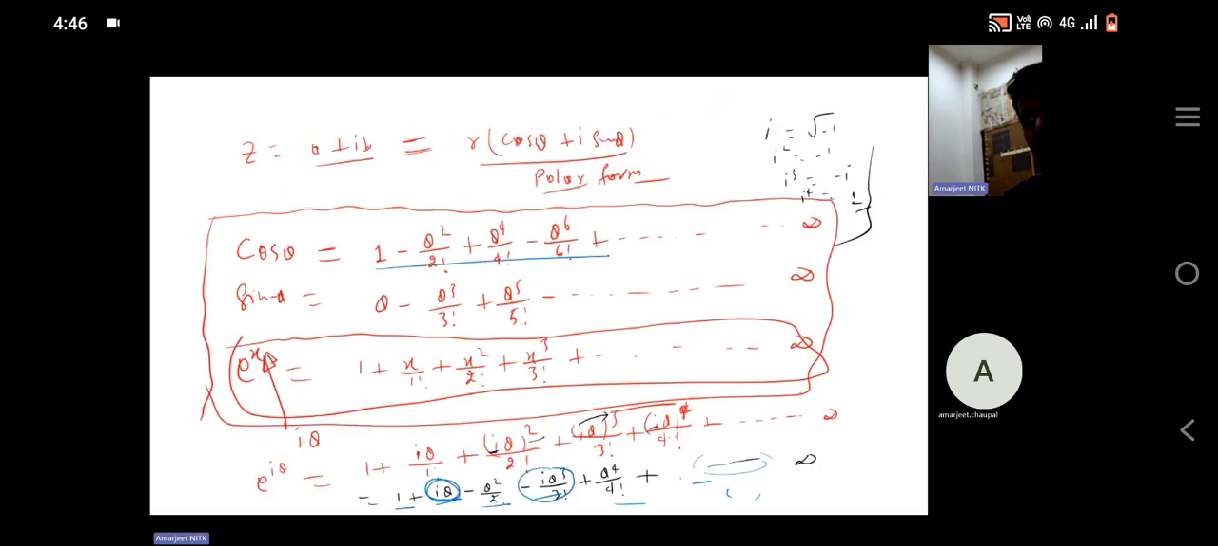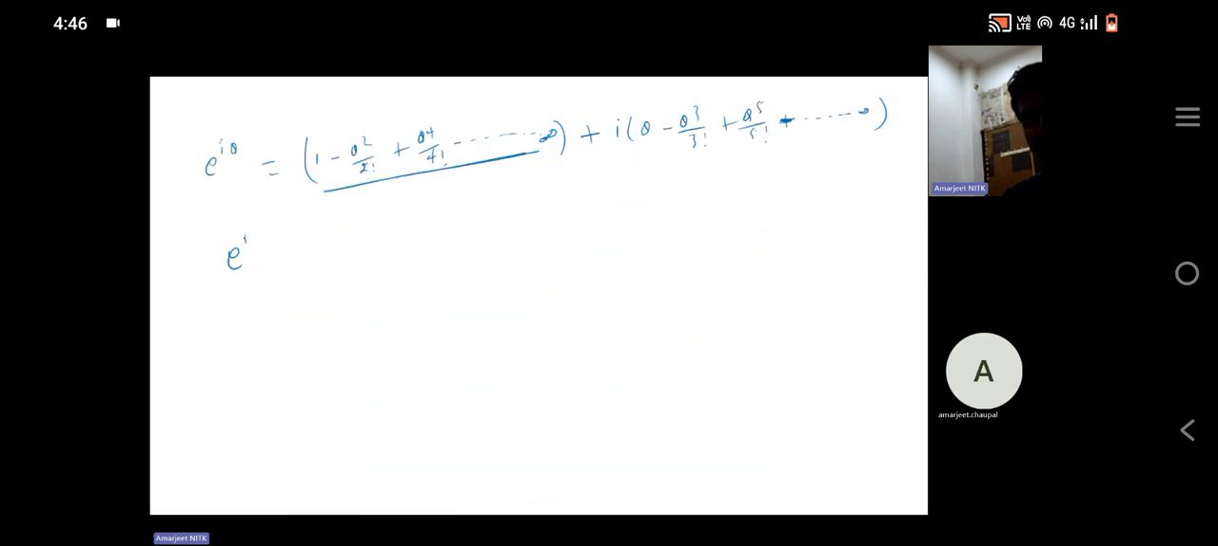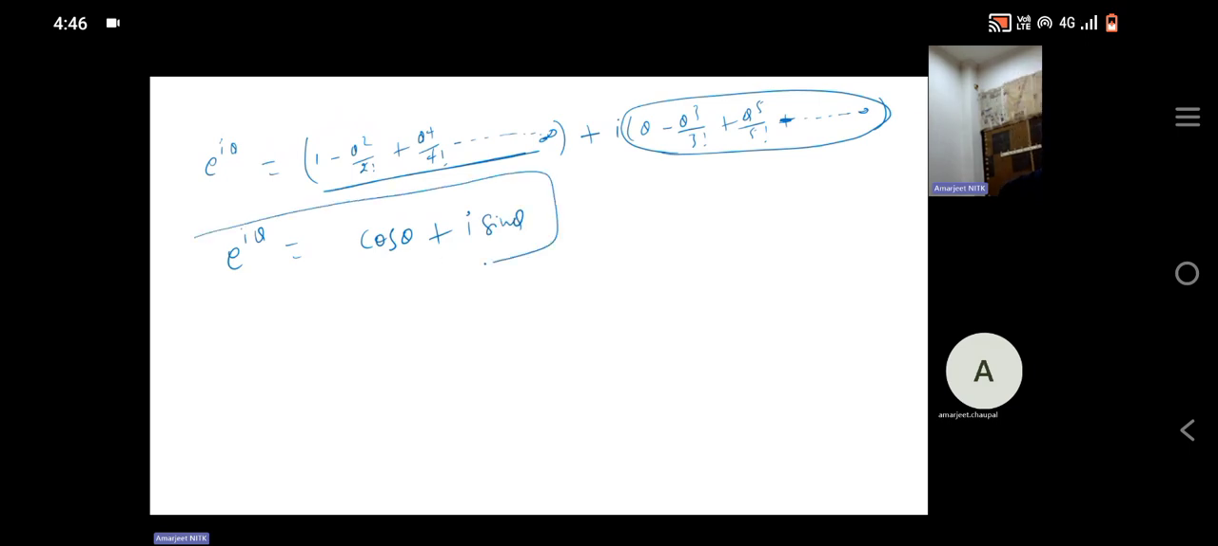You all know these things. So e to the power i theta equals, you can say, cos theta plus iota times, this is what? The expression for sin theta. This is known as Euler identity. Euler identity. Okay.